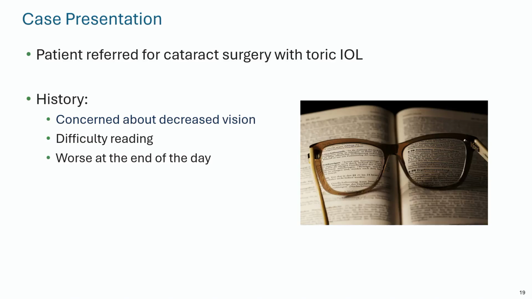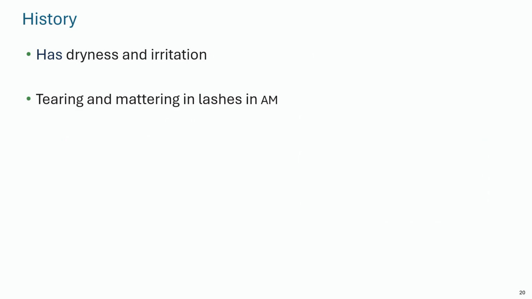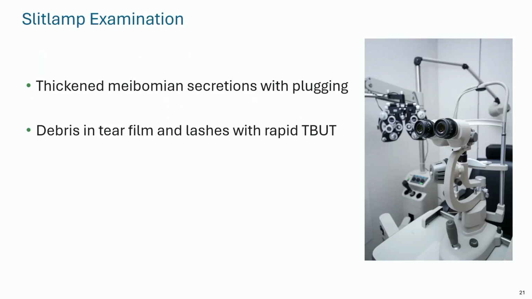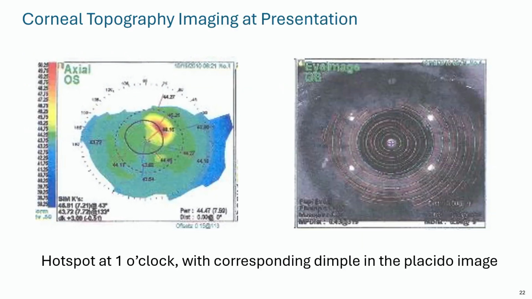The first case, optimize then incise. This is a patient who was referred to me for cataract surgery with a toric IOL. In the history, he was concerned about his decreased vision and difficulty reading, but he noticed that the reading was getting worse at the end of the day. He also was complaining of dry eyes and irritation, and he was getting a lot of mattering and tearing in the mornings in particular. On slit lamp, he was found to have thickened meibomian secretions with plugging and a lot of debris in his lashes and a rapid tear breakup time.